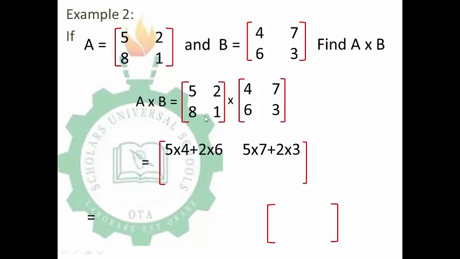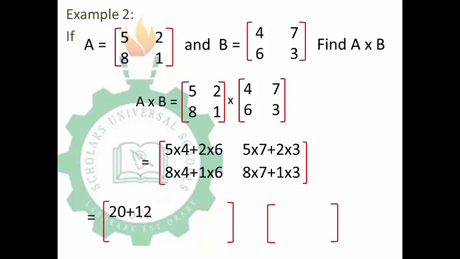The first one here, 8 multiplied by 4 plus 1 multiplied by 6. That's what we are going to have. And for here, we are going to have 8 multiplied by 7 plus 1 multiplied by 3. And that is what you have. So, all these, 5 times 4, 20, plus 2 times 6 should give you what? Should give you 32.